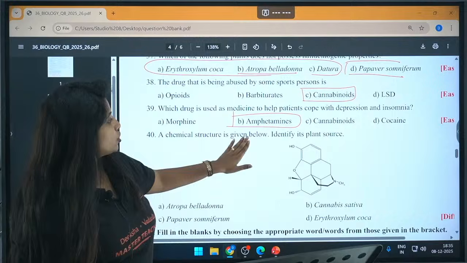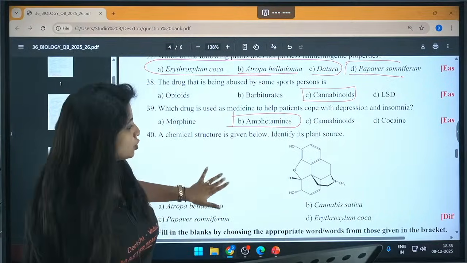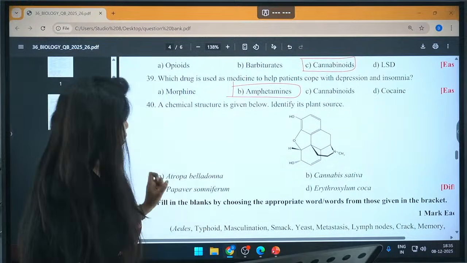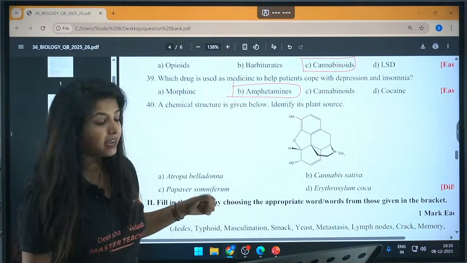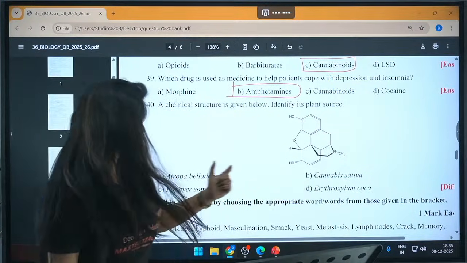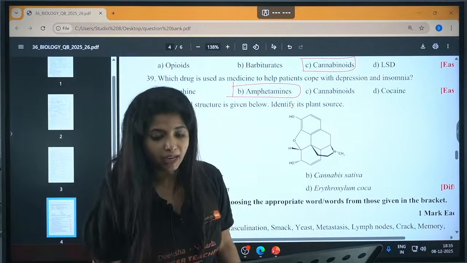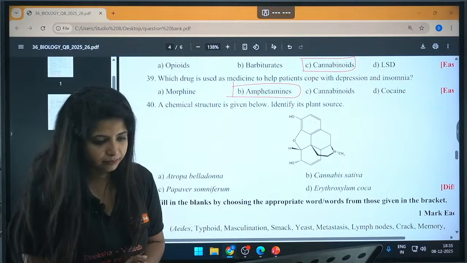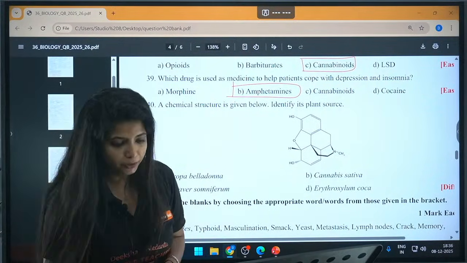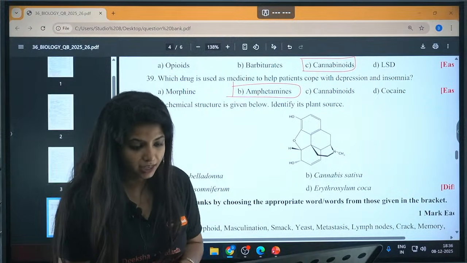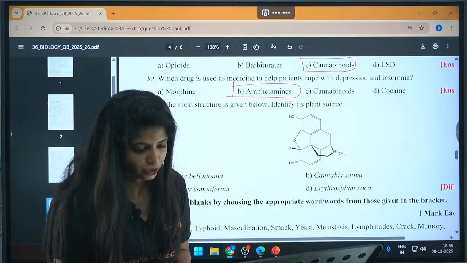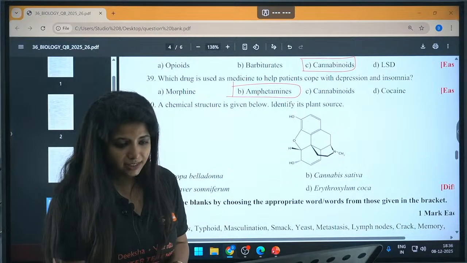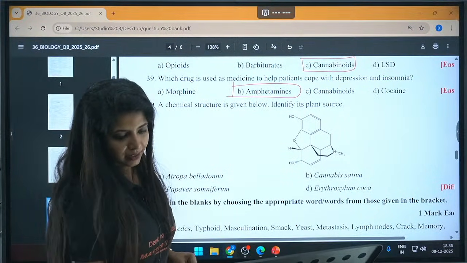A chemical structure is given below. Identify its plant source. So this is the structure given. You have to tell from which plant you get it. Atropa belladonna, Cannabis sativa, Papaver somniferum or Erythroxylum coca. 40C is what Putta is saying. Rukmini also says 40C. Vidya has a different answer. Okay dear, can you check once which question? Nagaraj says C, Sagar also says C.